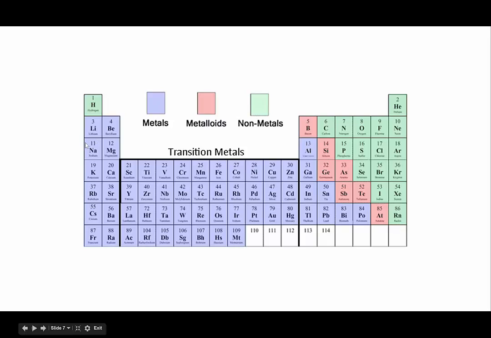Same thing goes on to the next period. So you will have 3 metals, and then metalloid, and then non-metals. So the periodic table is arranged in another way. That is, the metals are usually on the left side, and then transition into metalloids, and then transition into non-metals.